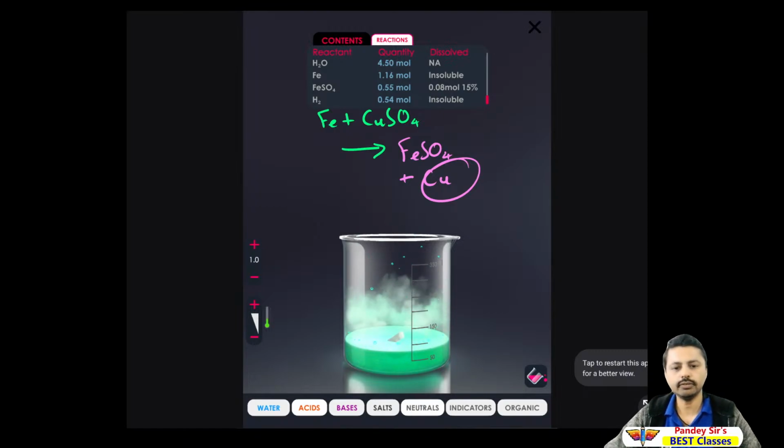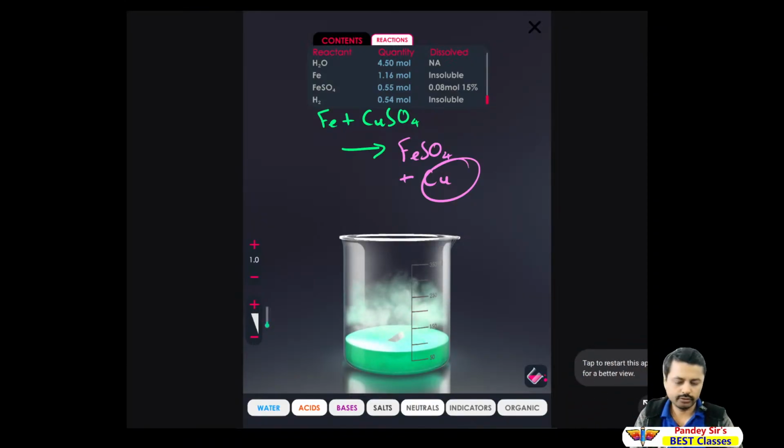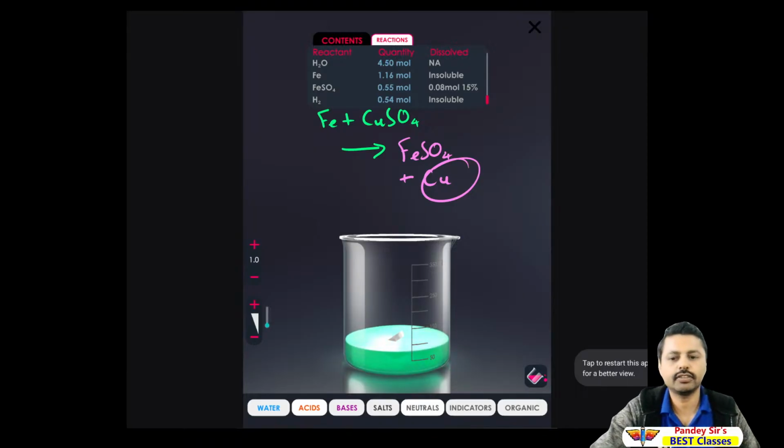Okay, so next question. FeSO4. Good, very good. Who told this? Rishvita. Okay, Rishvita, very nice. Let's see, can you do this one?